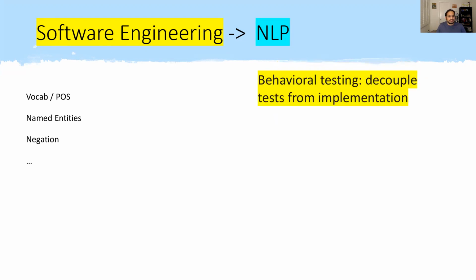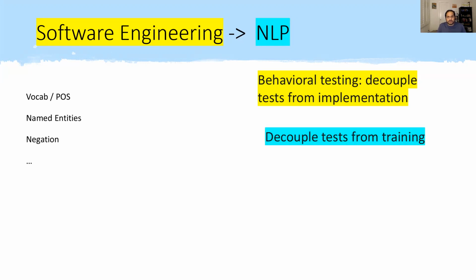But apart from that, the other important thing is, okay, this is what we want to test. How do we actually test it? Well, there is this idea of behavioral testing in software engineering, where you want to decouple the test from the implementation. So you don't want to test the internals of the implementation. You want to test how it behaves. In NLP, this is somewhat easier to do.